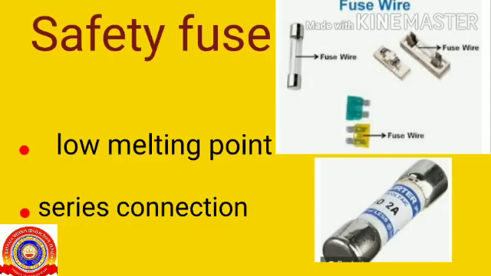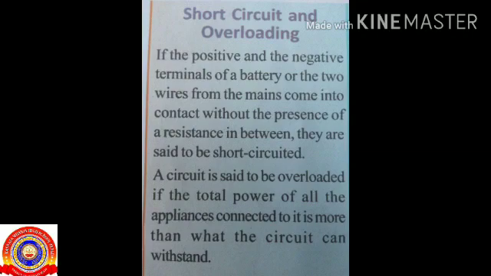Some of the circumstances cause high electric current leading to the melting of fuse wire. They are short circuit and overloading. Due to short circuit and overloading, more heat is generated and due to the low melting point, fuse wire melts. So let's see what is short circuit. If the positive and the negative terminals of a battery or the two wires from the mains come into contact without the presence of a resistance in between, they are said to be short circuited.